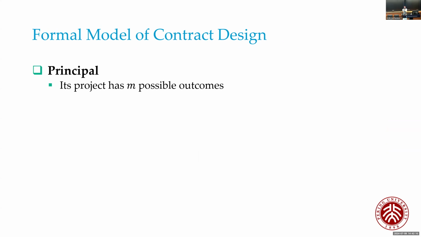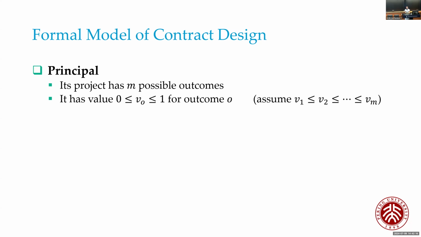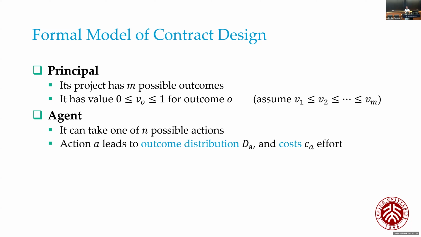So in the formal model of contract design, a principal is responsible for a project which has n possible outcomes. Each outcome has a value between 0 and 1 to the principal. And the agent can take one of n possible actions, and an action a will lead to a probability distribution over the outcome space, and the agent will bear a cost. So the principal could not induce an outcome by himself. What he can do is to incentivize the agent to take an action that benefits the principal.